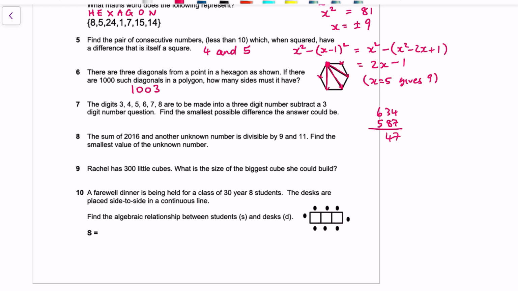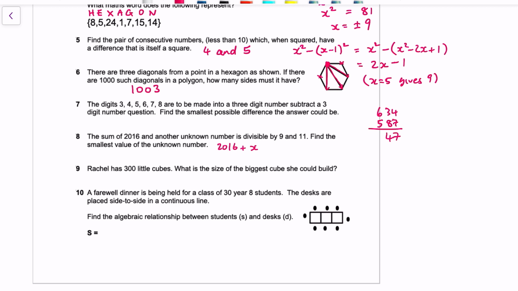Sum of 2016 and another unknown number is divisible by 9 and 11. Find the smallest value. So if we just go 2016 plus x, and we need it to be divisible by 9, you think about all the numbers that are divisible by 9: 9, 18, 27. They all have sums of digits that are 9. It's quite a nice property of divisibility by 9. So if we've got the sum of digits needing to be equal to 9, at the moment we've got that equal to 9, but it's not divisible by 11.